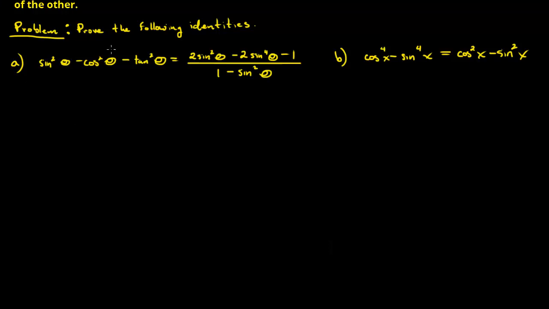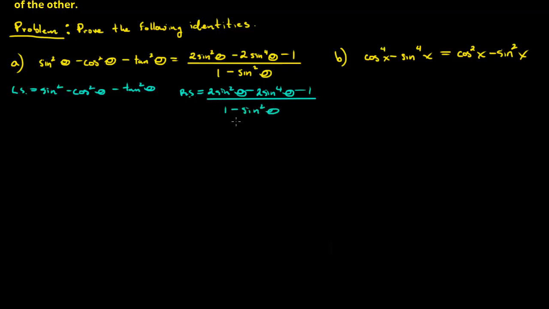So the first thing that we're going to do, like any other identity, is break up the equation into the left side and the right side. The left side is sine squared theta minus cos squared theta minus tan squared theta. The right side is all in terms of sine theta. So the right side is 2 sine squared theta minus 2 sine to the power of 4 theta minus 1, all divided by 1 minus sine squared theta. So the right side is pretty complicated.